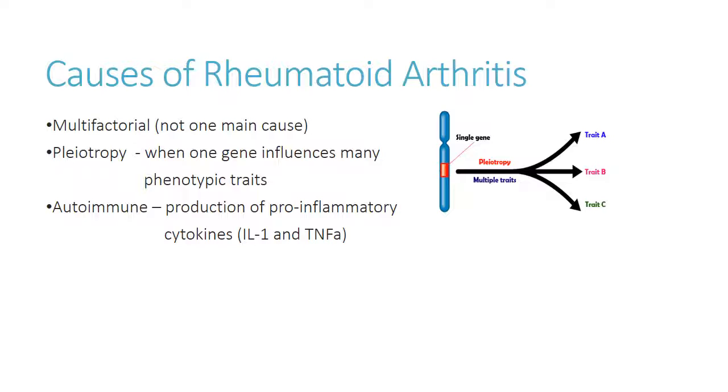Causes of rheumatoid arthritis are multifactorial, which means that it does not have just one main cause. Pleiotropy and production of pro-inflammatory cytokines are the major causes of rheumatoid arthritis. Pleiotropy is when one gene influences one or more phenotypic traits, and the autoimmune production of pro-inflammatory cytokines produces interleukin-1 and tumor necrosis factor alpha. They are the two key pro-inflammatory cytokines involved in active RA.